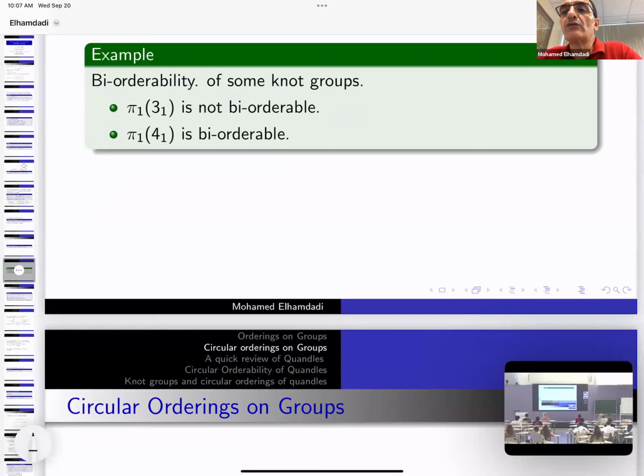Bi-orderability of knot groups is not fully understood. In some families of knots, yes, it's fully understood. And there is this result, I think by Rolfsen and others, which says that if you have a fibered knot, and if the Alexander polynomial has only positive real roots, then it's bi-orderable. It's an if and only if.